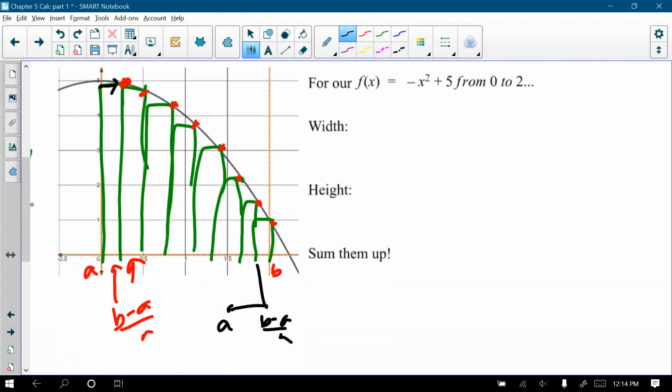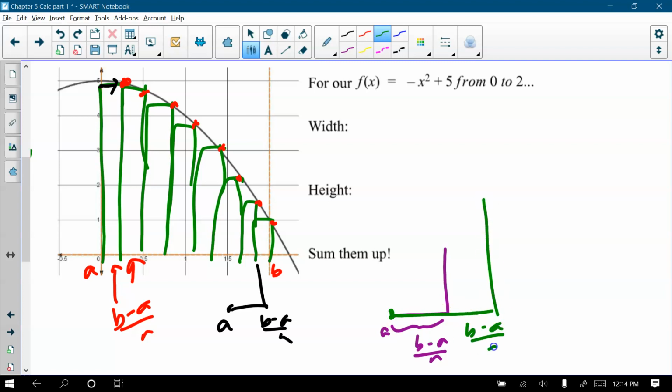Okay, now, how do I get the rest of them then? Great question. The way you're going to do that is, again, with a here, we added a b minus a over n. Now, to get to the next rectangle, I still have to start from a, but this time I have to add 2 b minus a over n's. And to get to the next one after that, I have to add 3 b minus a over n's.